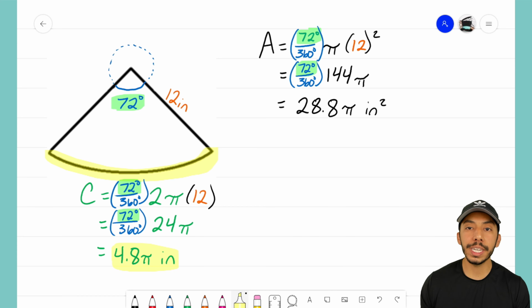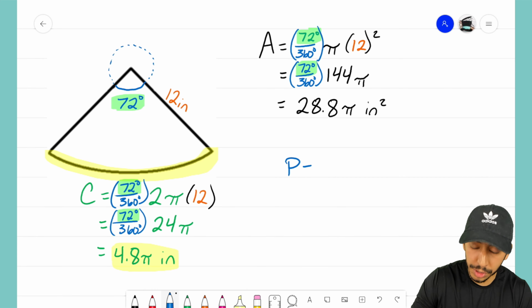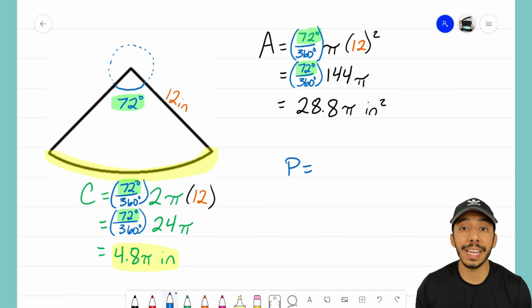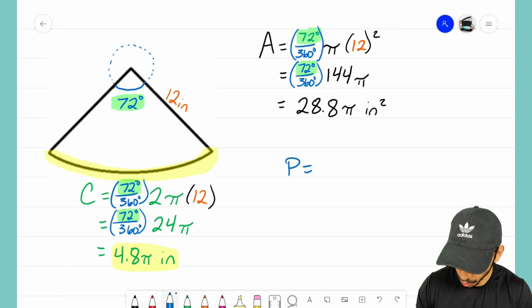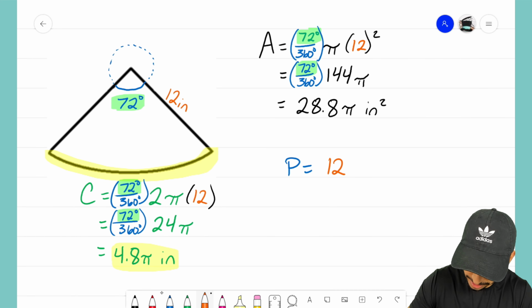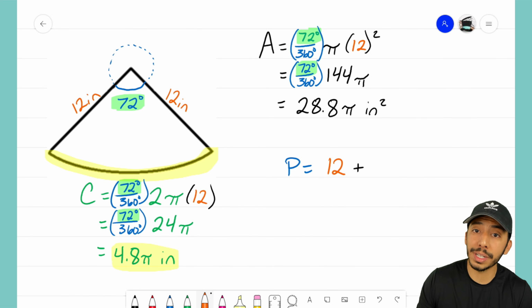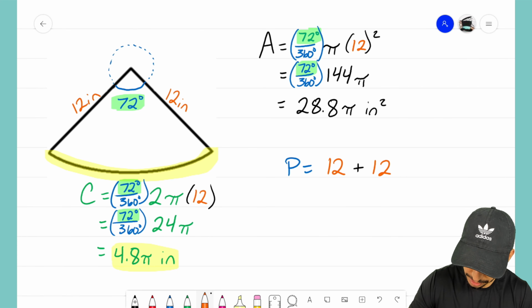Alrighty, the very final thing that we can do is find the perimeter for that sector of the circle. Remember, to find the perimeter of any shape is really just getting all the sides and adding them up, right? If I want to find the perimeter of any shape, I just look at all the sides and add them up. Well, I know that the radius of this sector is 12 inches. So I can take 12 plus, I think the other side of that sector is also going to be 12 inches because it's another radius, right? So I can take 12 plus 12.